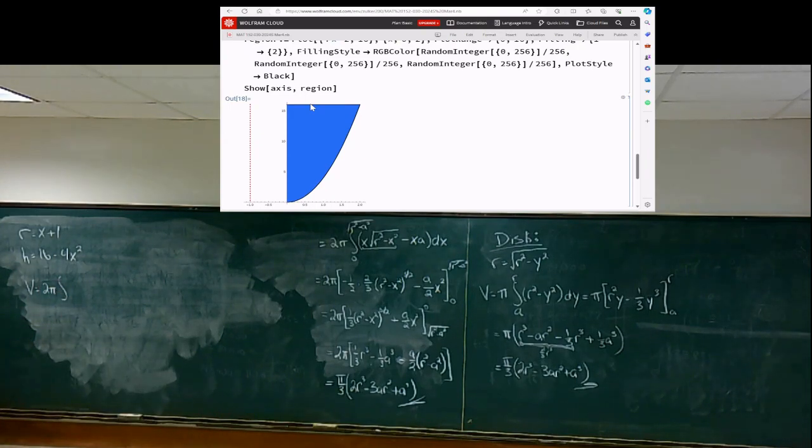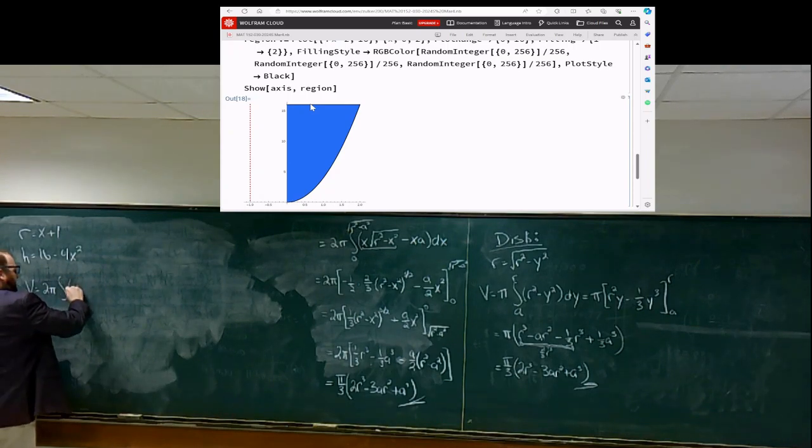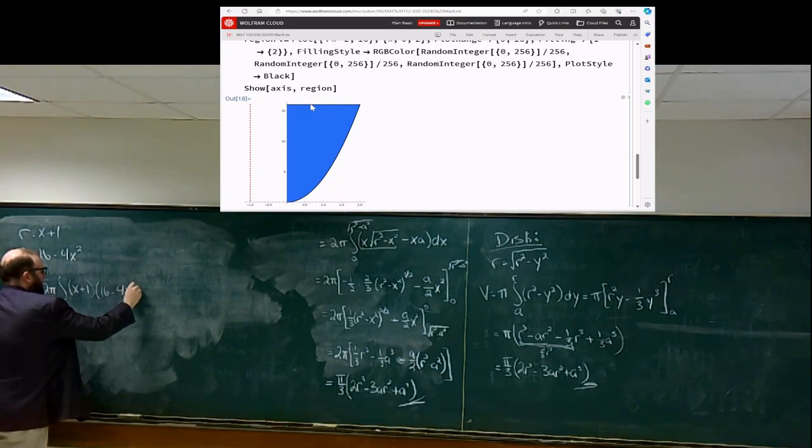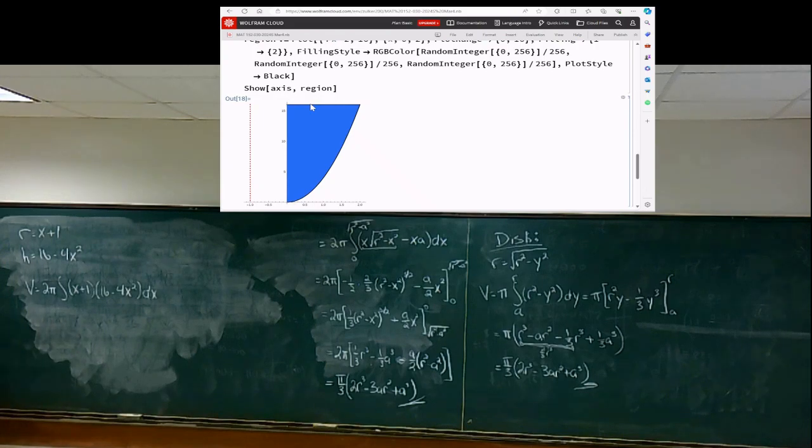All right, 2 pi times the integral. Radius times height. Limits of integration. Oh, where is the x? Right. 0 to 2.